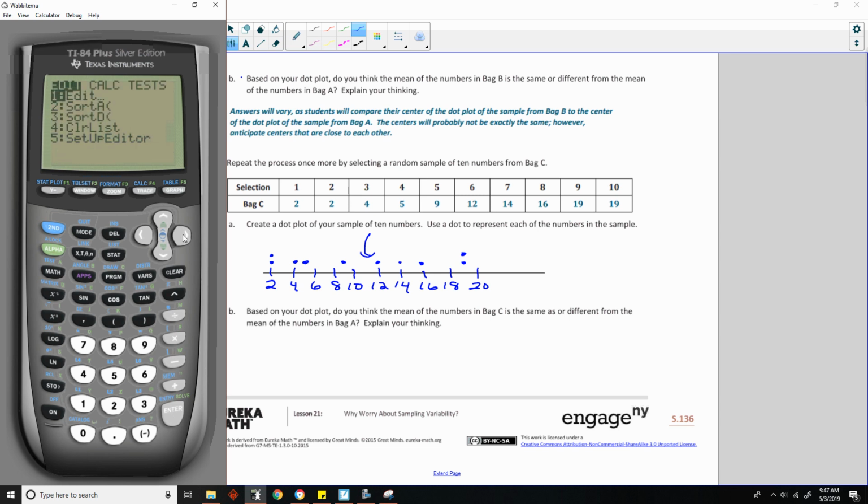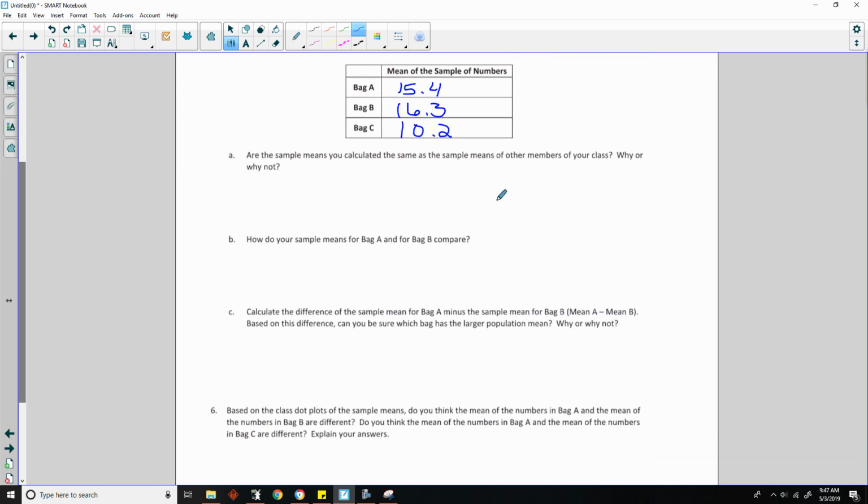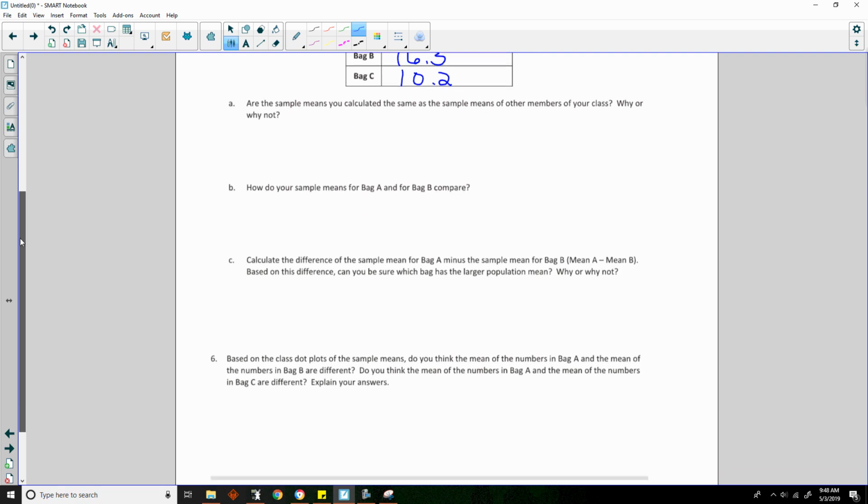Stat. Calculate. One variable statistics. From second L3. Enter, enter, enter. X bar is 10.2. So I put 10.2. Are the sample means you calculated the same as the sample means of the members of your class? Why or why not? This is where you would compare these values you got, they might be different than mine, to your classmates. And the answer is probably no, because like I said before, with sampling, there's always variability. It's the whole meaning of this lesson.